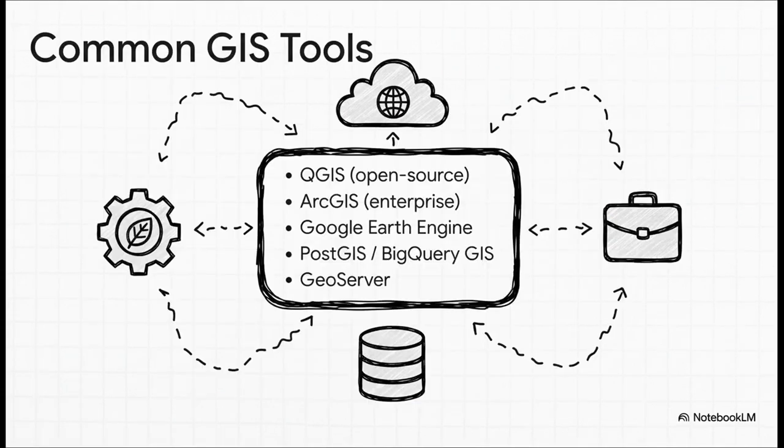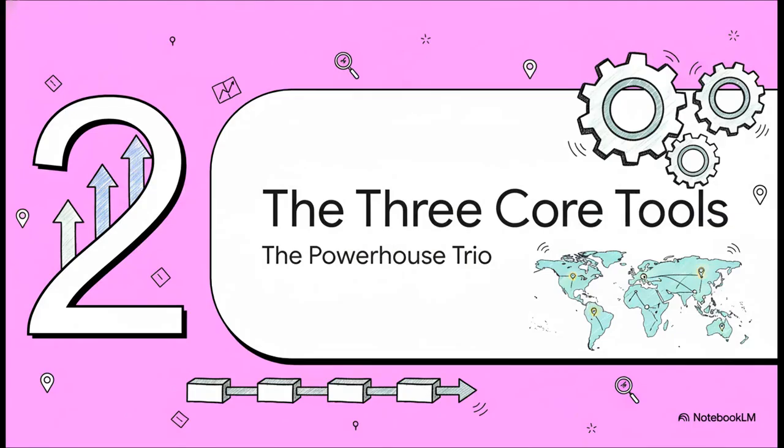And of course, there's a whole world of tools out there to do this kind of work. You've got amazing open source options like QGIS, the big enterprise systems like ArcGIS, and then you have the cloud-based powerhouses like Google Earth Engine and the database tools we're about to dive into. So, while there are a ton of tools, we're going to zoom in on a powerhouse trio that you'll pretty much find at the heart of any modern geospatial system.